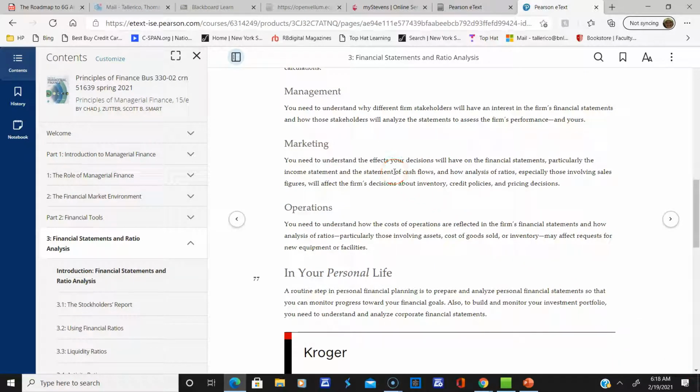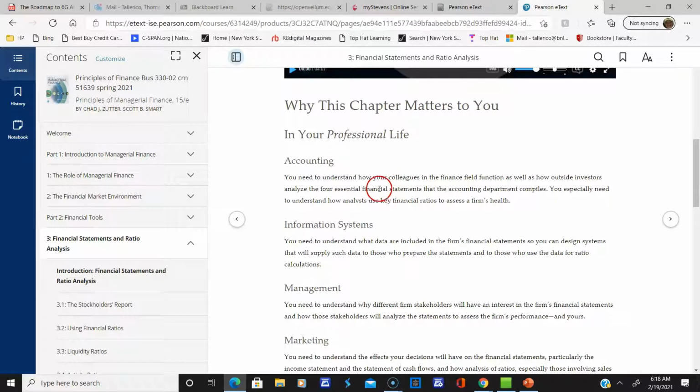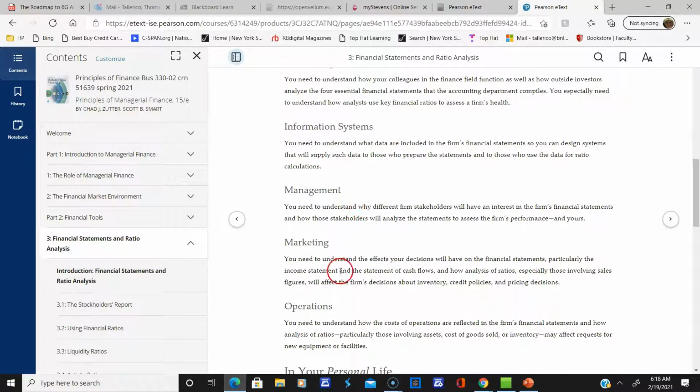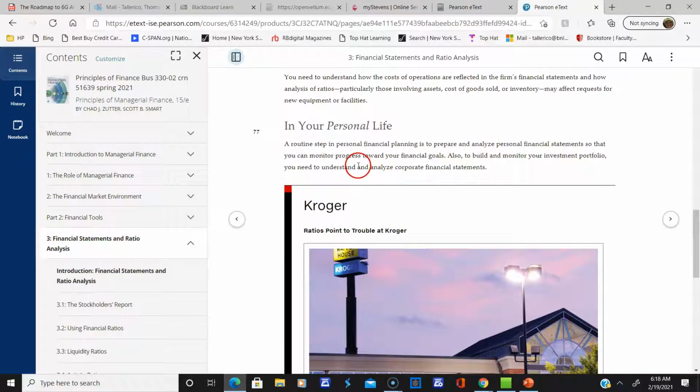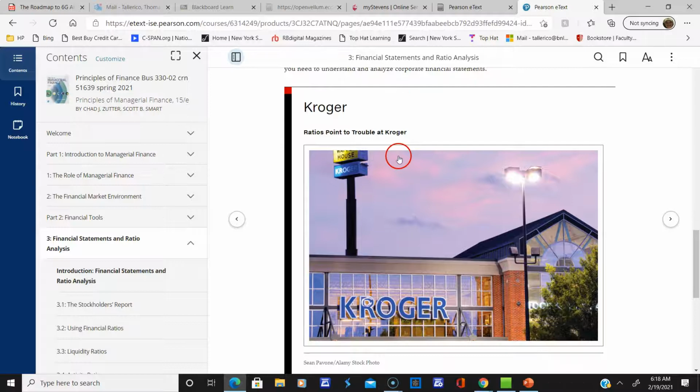Financial ratios and financial statements have a very important role in your life, and they're important for accounting purposes. We're going to look at management's need to see them, right? And marketing and operations, and why the stakeholders and the shareholders are interested to see how the company's doing. It gives you basically general health information on a company. And in your personal life, you prepare your own financial statements and look at whether you're meeting your financial goals, and your investment portfolio. So you've got to understand financial statements.